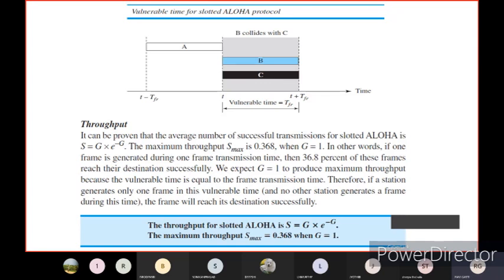So in the case of slotted Aloha protocol, S is G times e power minus G, and the maximum throughput you will get is S equal to 0.368. That is when G is equal to 1, so 36.8 percent of the total frames which you transmit in a slotted Aloha protocol will be free from error. So that is the conclusion in the case of slotted Aloha protocol.